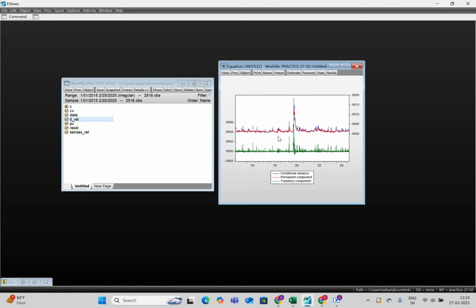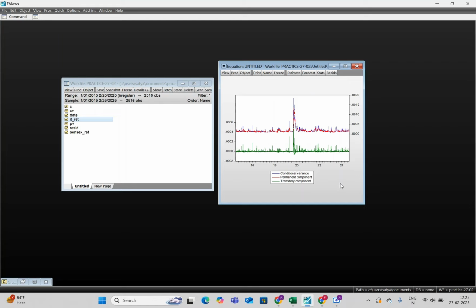The permanent component is given by the red line and the transitory component is given by the green line. So we can say that the transitory component is more detailed than the permanent component. However, the permanent component also covered a huge portion of the total variance during the crisis period, in 2020 during the COVID-19 times. And after that, the permanent component took a long time to die down.